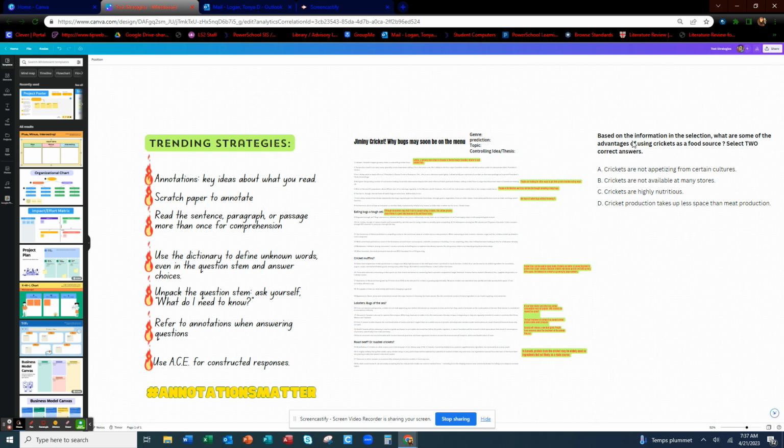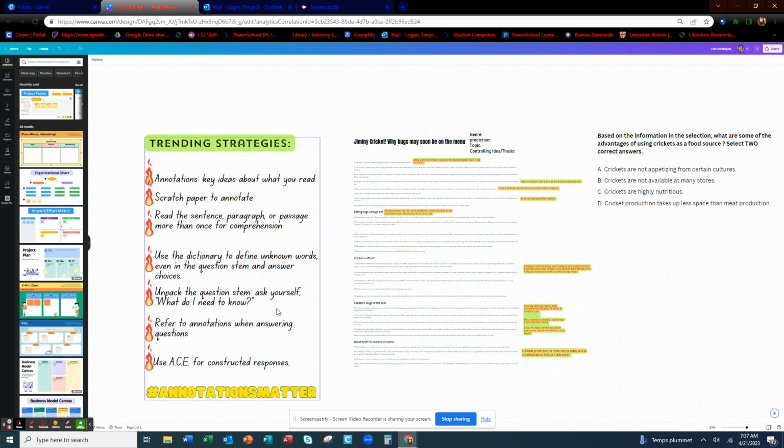Okay? Because not knowing a word in an answer choice is detrimental. If you choose that answer choice with an unknown word, it can come out to be a wrong answer. So we do not want that to happen. Make sure that you look up unknown words.